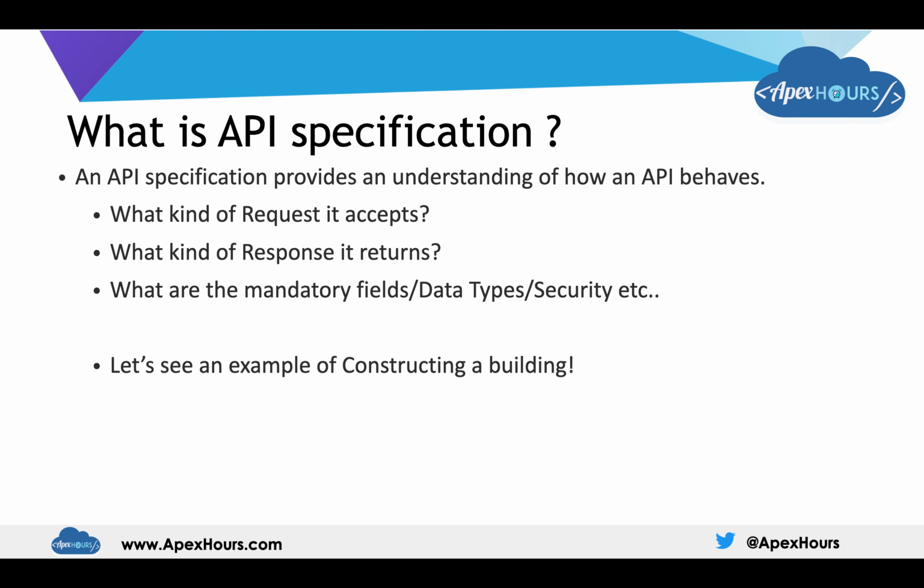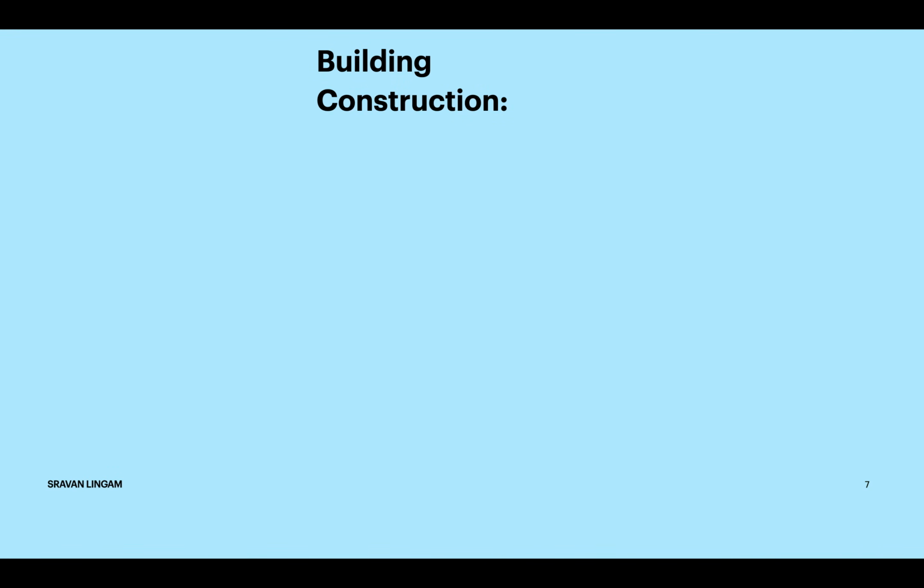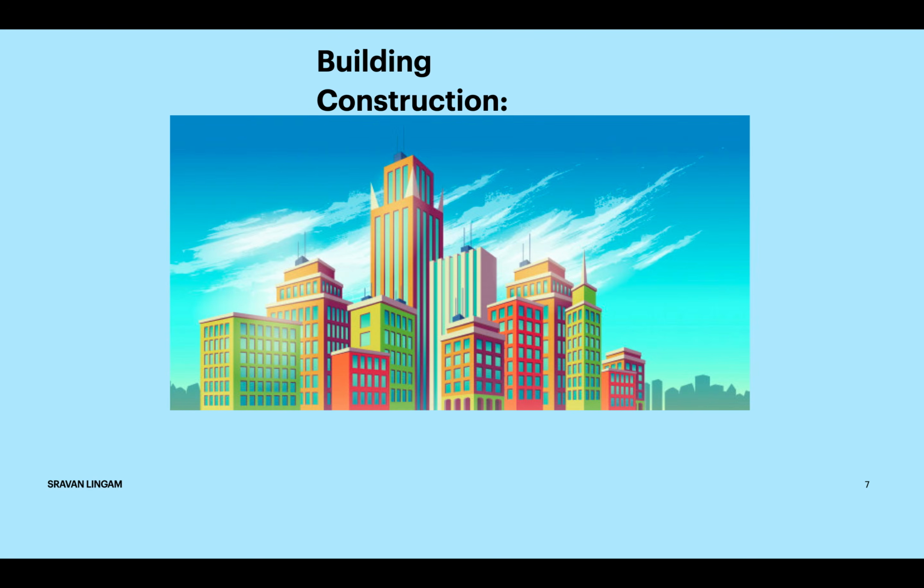All right, let's see a small example of constructing a building. You must understand by now that an API specification is just like buying a product. Without looking at the specification, we won't go ahead and buy the product. Likewise, when you are creating an API, you won't directly consume or utilize that API without looking at the specifications. So whenever we are constructing a new home or new building, for example, you want to have a building something like this that you are seeing on the screen.